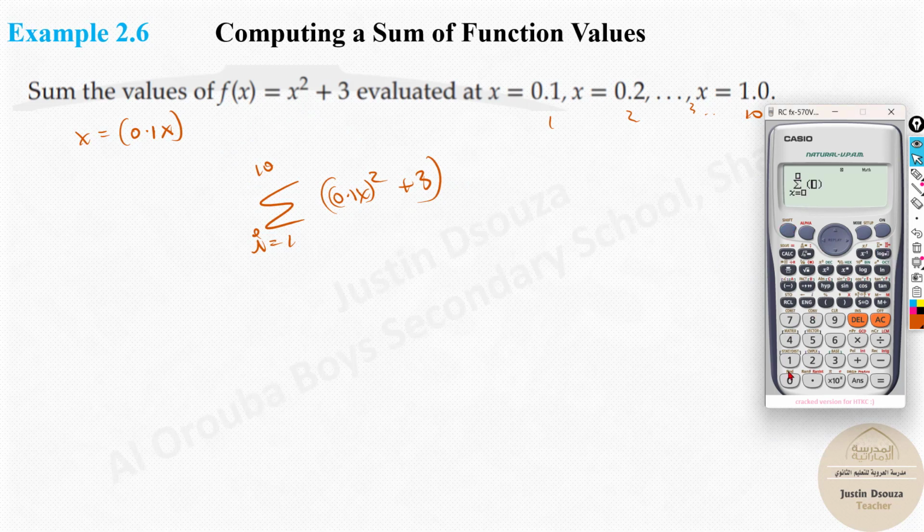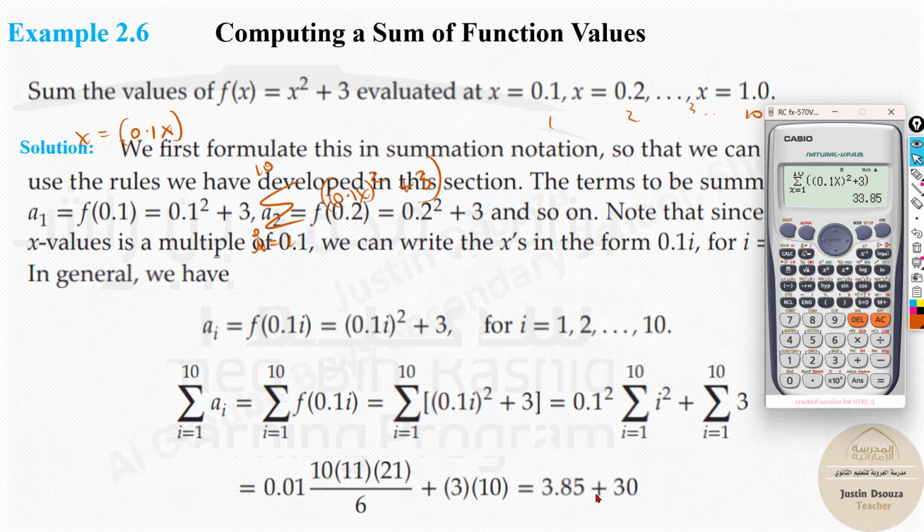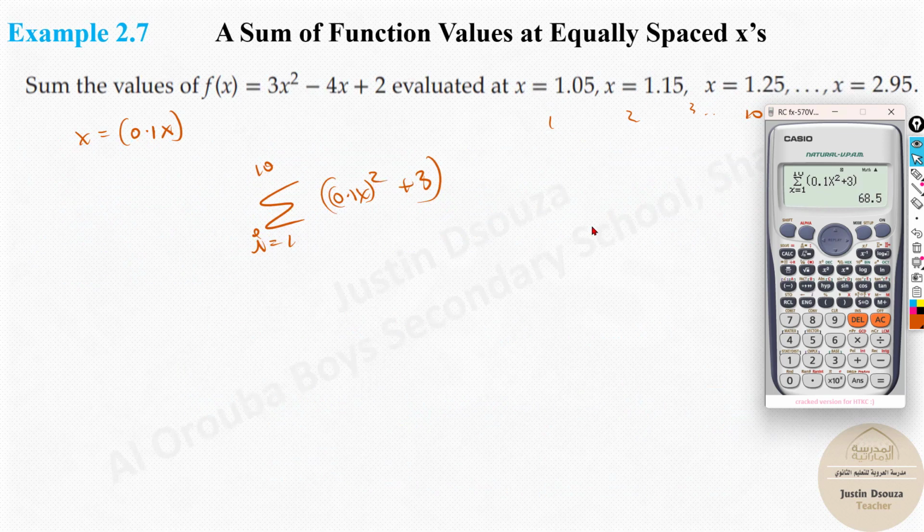So if I just press shift and the symbol over here, we get 0.1. Now don't forget to use the brackets. I'll use the bracket here first. Then alpha x, close the bracket, square it up, plus 3, and then we are going from 1 to 10, and this is the answer, 33.85. You can see the final answer must be that. Now if I had not written the bracket, I'll show you over here. It makes so much difference because the answer is entirely wrong. So please make sure you write the brackets properly. That's how we solve that.